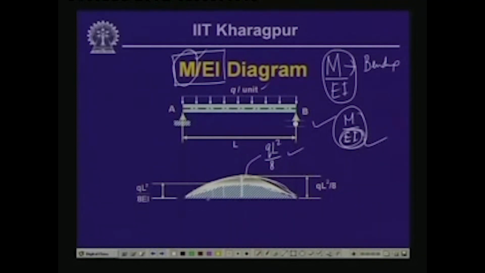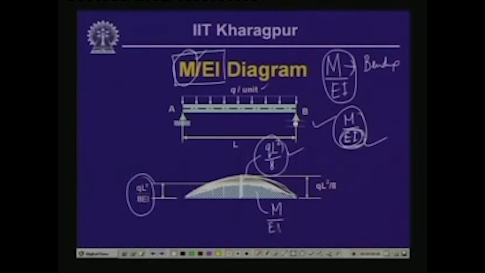Hence, the maximum magnitude for the M by EI diagram will be qL square by 8 EI, whereas the magnitude of the bending moment at this ordinate will be qL square by 8. So, this diagram where we divide all the ordinates of the bending moment diagram by EI, we call the M by EI diagram.